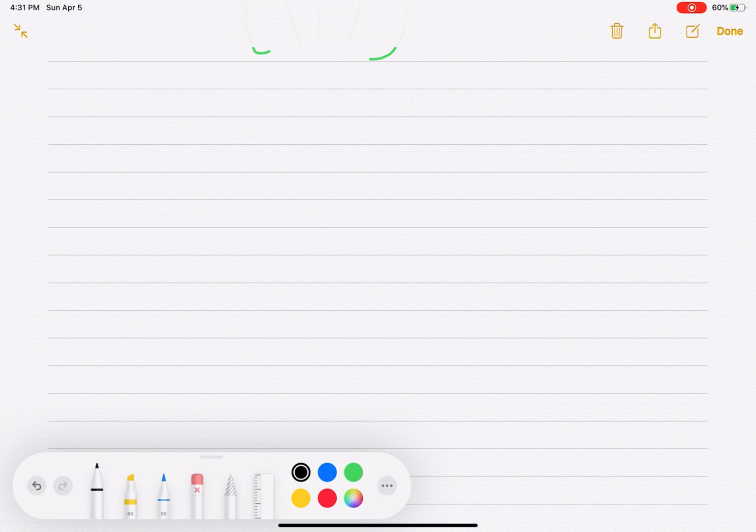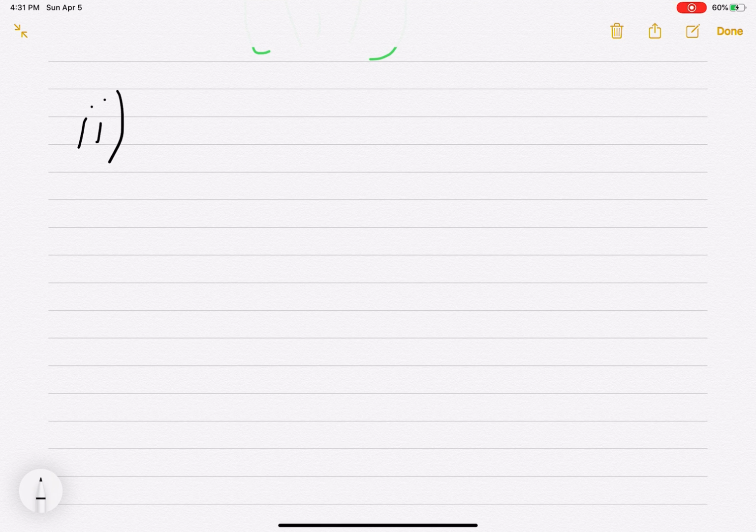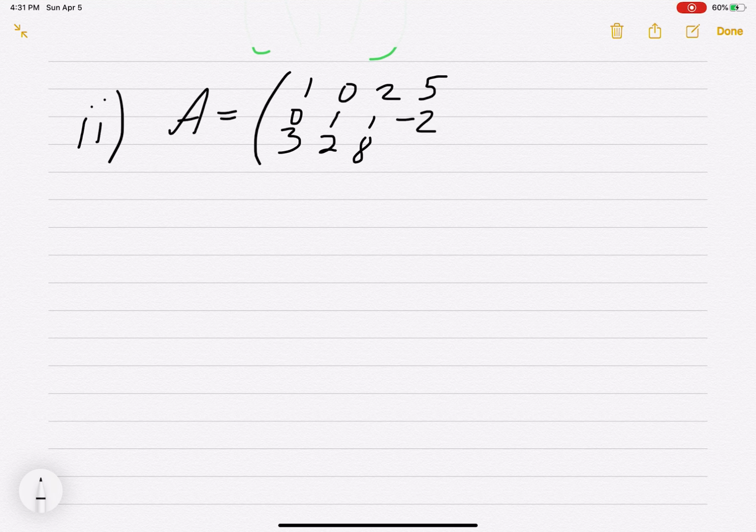All right, so here it goes. Let's do a second problem where we do the column space and the null space, for example. So we have a matrix with 1, 0, 3 in the first column, 0, 1, 2 in the second column, 2, 1, 8 in the third column. What else? 5, negative 2, 1 in the fourth column, and 6, negative 2, 4 in the fifth column.